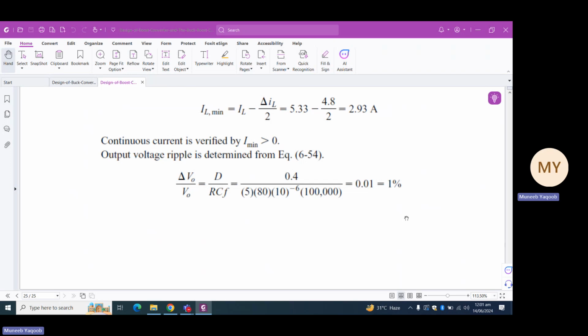So inshallah, in the next lecture, we will study the Cuk converter, the SEPIC converter, and some of the things that are related to DC power supplies.